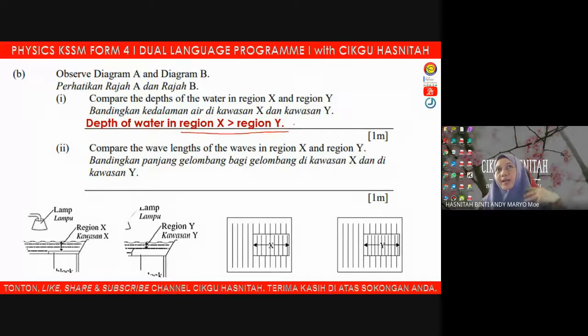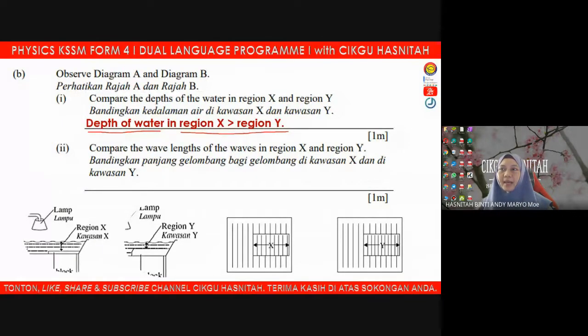But if you answer in the essay part, which is part B of section B or section C, it must come together with a parameter: depth of water in region X is greater than region Y. So this is the difference in how we answer comparison questions in structure and in the essay part.